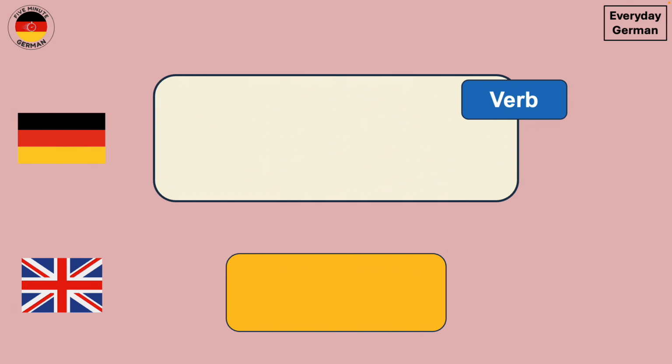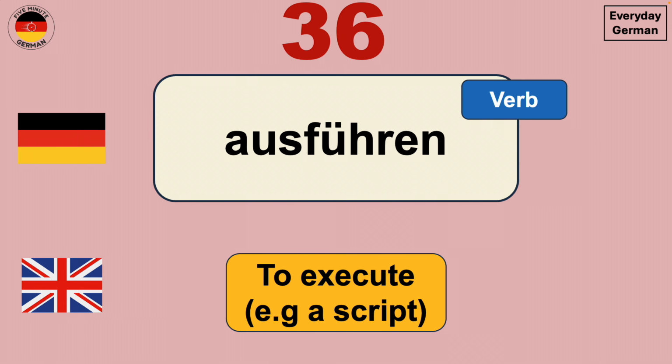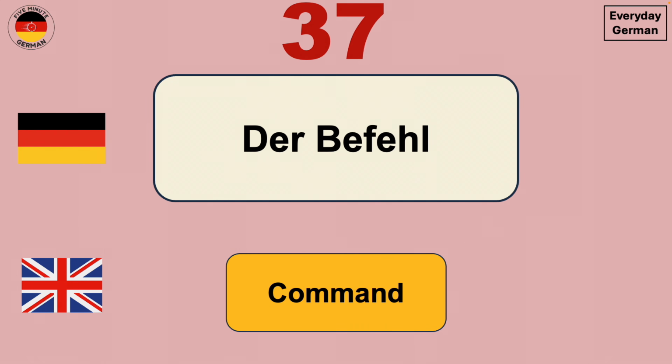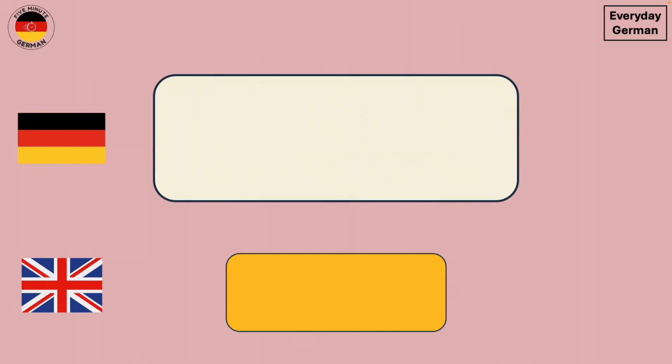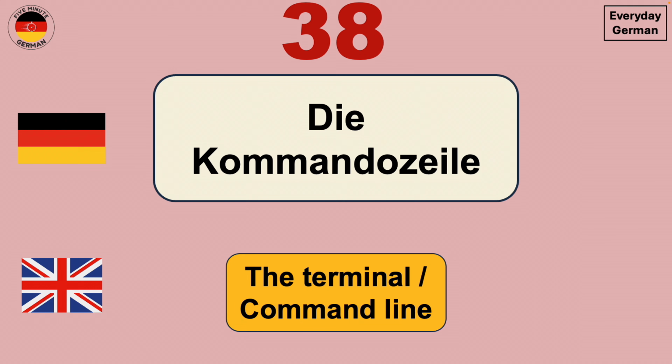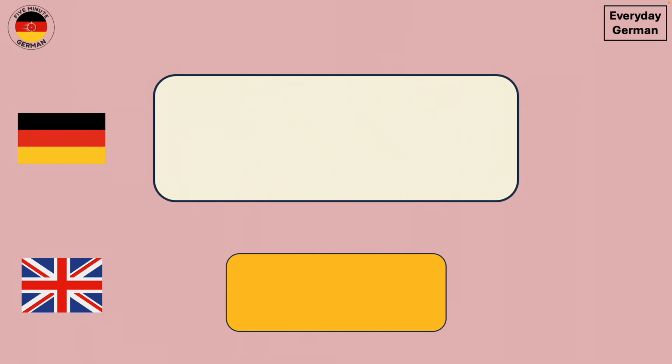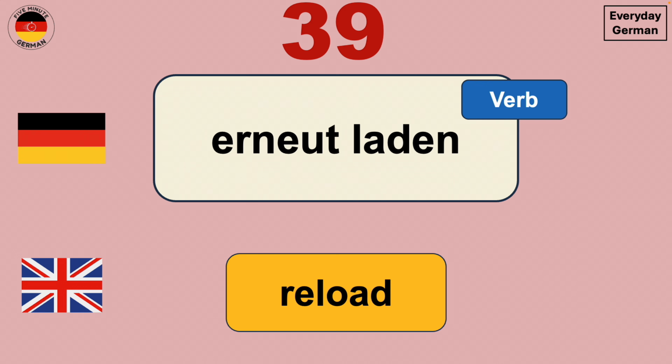Aufrufen. The next word is ausführen, which means to execute. For example, execute a script. Ausführen. After that, we have der Befehl, which is a command. Der Befehl. And der Befehl is done in the Kommandozeile, which is the terminal or command line. The Kommandozeile. Then we have erneut laden, which means to reload.